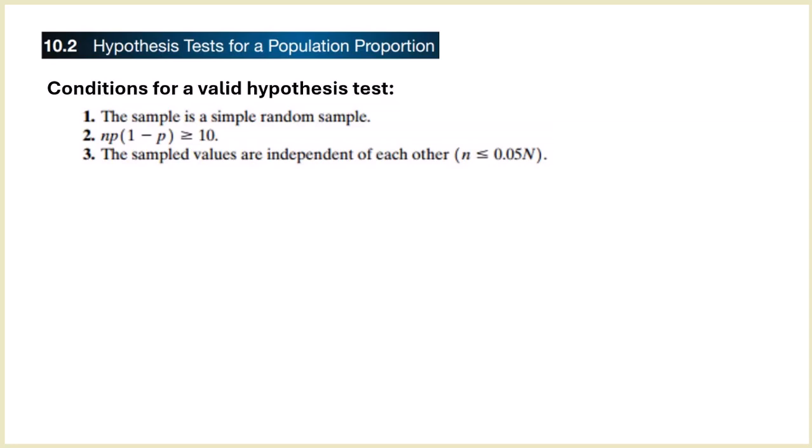Sample has to be random. The np times 1 minus p greater than 10. What's that saying? The sample has to be normal enough. And the individuals in the sample have to be independent from one another. Well, we can assume that if our sample size is no more than 5% of the population size. Okay, those are our 3 conditions that we've been talking about since when? Chapter 7? Way back.